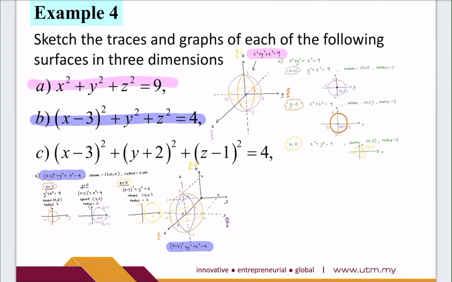Now we have the last one. Hopefully you can pause this video first and then do part C here, where (x minus 3) squared plus (y plus 2) squared plus (z minus 1) squared equal to 4. Please do it using the same example as in A and B.